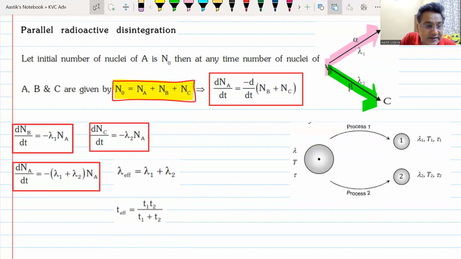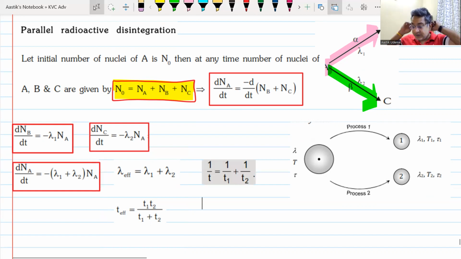Instead of writing it as T1 T2 upon T1 plus T2, you can also write it as 1 by T half. 1 by T half will be equal to 1 by T1 plus 1 by T2. You have to remember this. This is a very important result that will help you in solving some questions which may be only coming in JEE Advanced. I'll give you a minute to note this down.